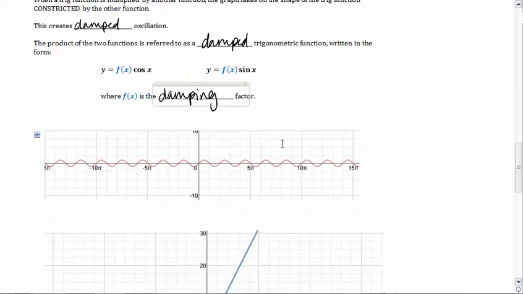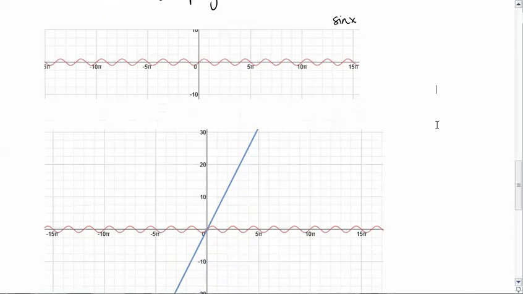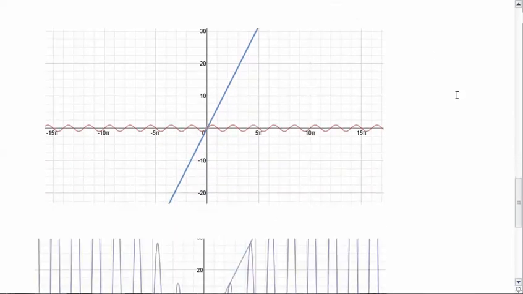Okay, so in this one, does anyone know what this function is? You should be familiar by now. Sine of x. This is our graph of sine of x. I've pulled it out pretty far. And we have some linear function, 2x. So our f of x is equal to 2x. And we want to know what y equals 2x times sine of x looks like.